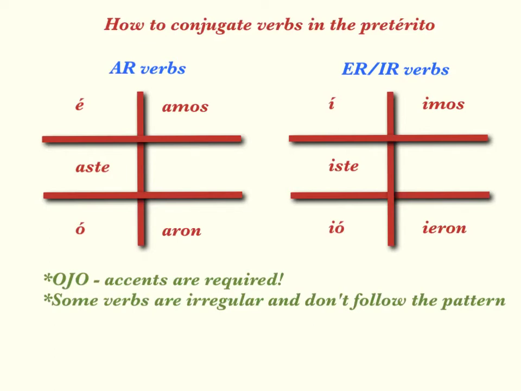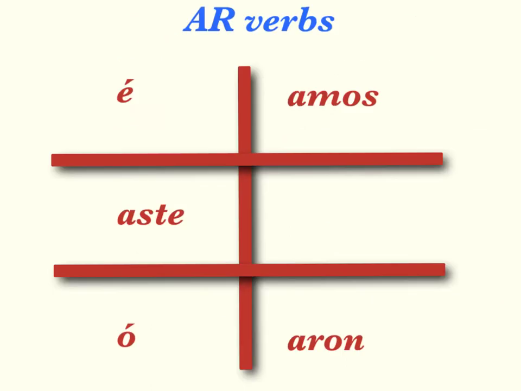So let's look at AR verbs first, just at AR verbs. For the endings in AR verbs, we have in the yo form, é, the tú form, aste, the he, she, usted form, ó, nosotros, amos, ustedes, ellos, ellas, aron. Now you'll notice that the nosotros is exactly the same as it is in the present tense. And that's the only one that happens to be that way. We'll look at a few examples with these endings here in just a moment.